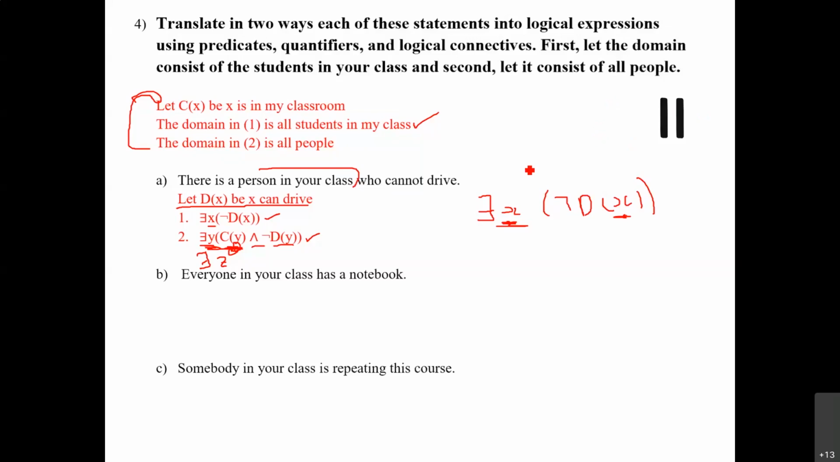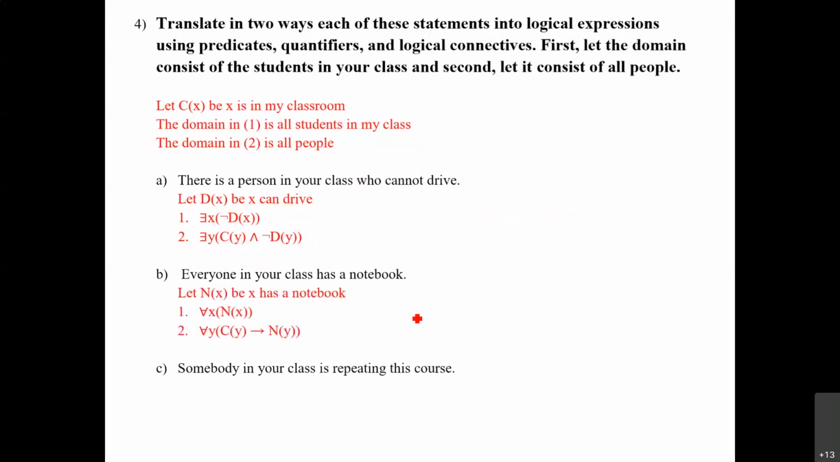So, part B. Everyone in your class has a notebook. We're going to be using N of X, X has a notebook. Just like the X and Y, you could have said D of X, A of X. Okay? It's just a letter, it's just a name. So everyone in your classroom has a notebook. Easy enough for the first one. Just say, for every x, N of x is true. Everyone in my classroom has a notebook.